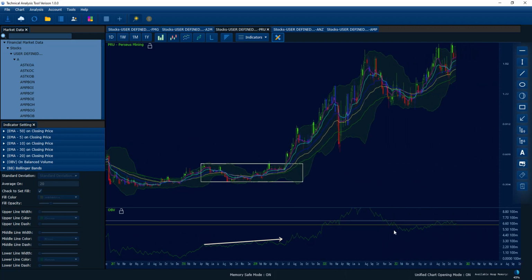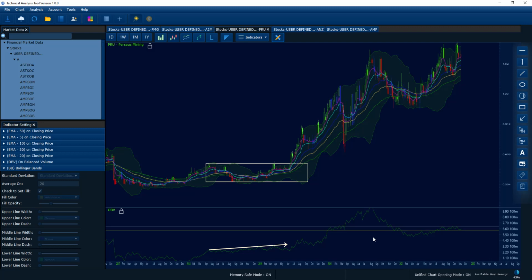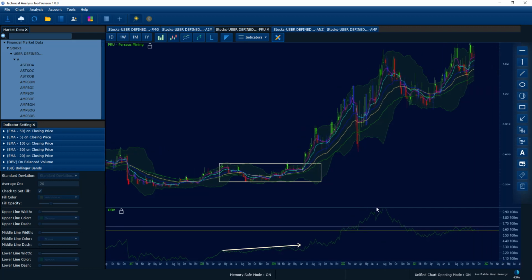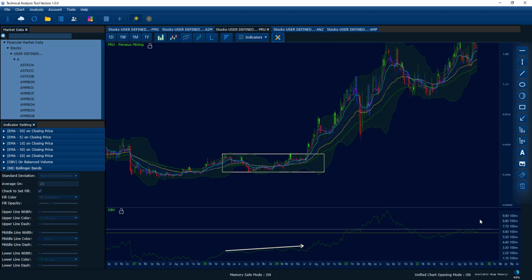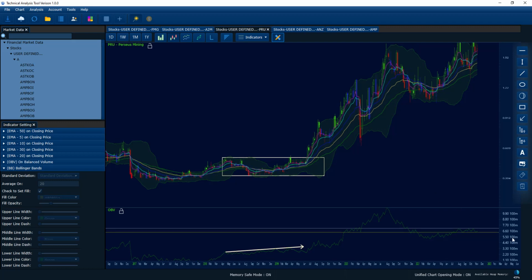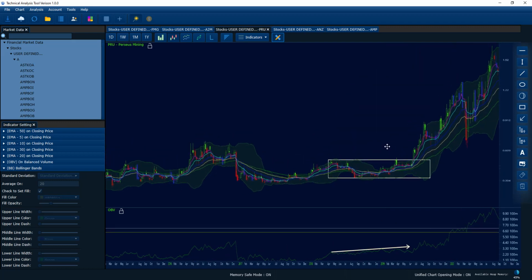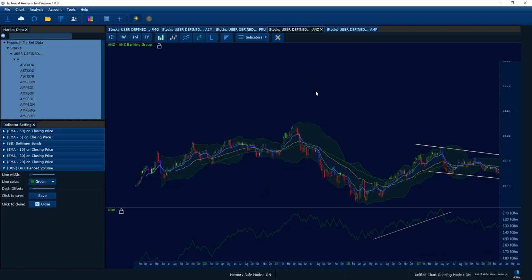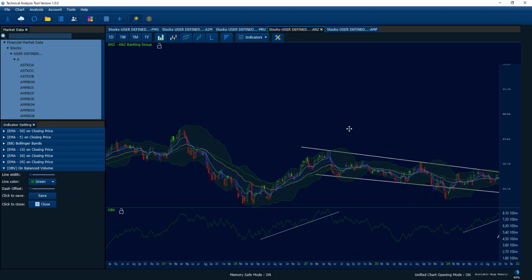The reason for drawing those horizontal lines here is that you can draw horizontal lines on the OBV indicator to see the resistance and also support lines on the OBV as well. Okay, so that's the divergence, and let's see another divergence.